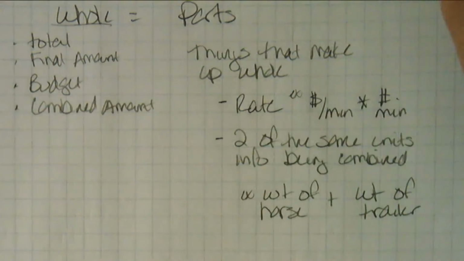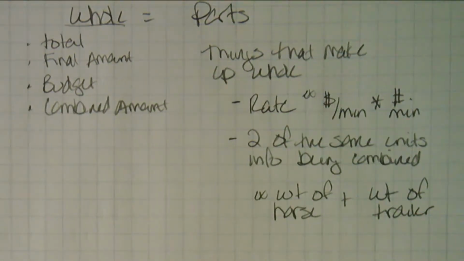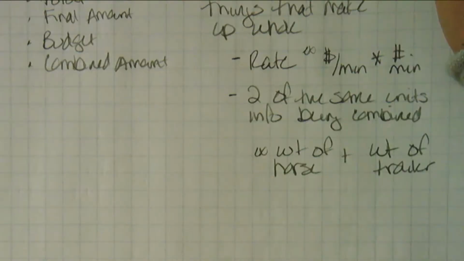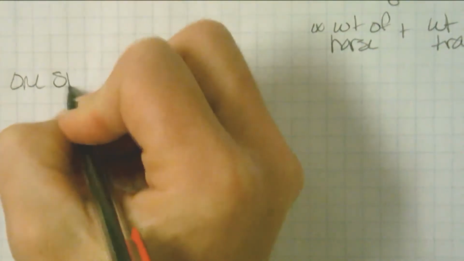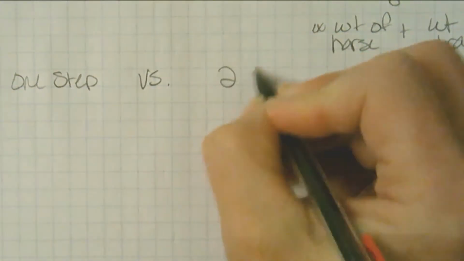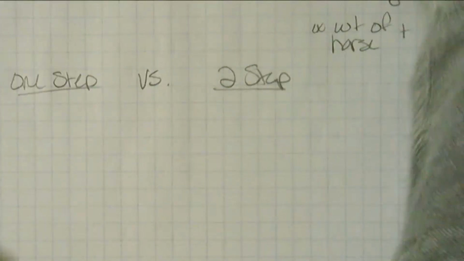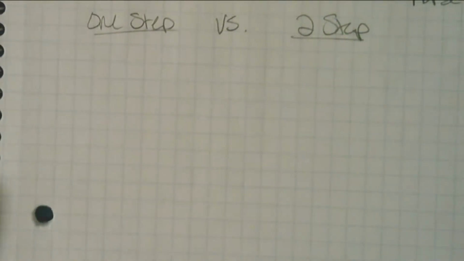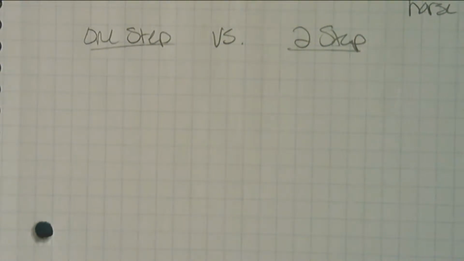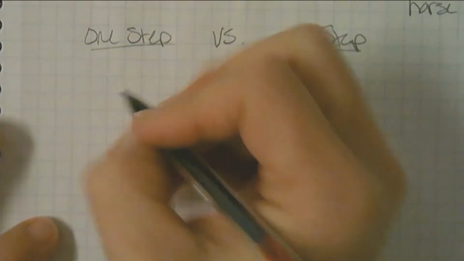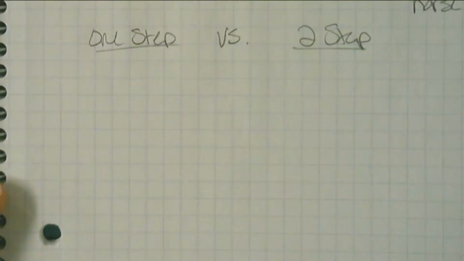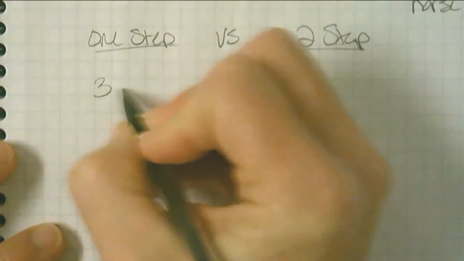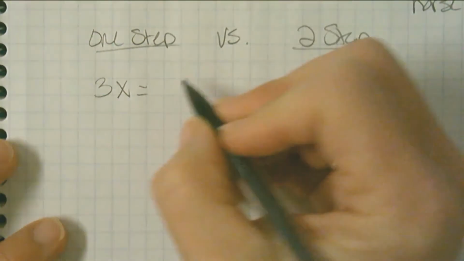Now, the only difference between a one-step equation and a two-step equation. Well, let's look at it from just an equation standpoint. I'm going to say one-step versus two-step. Someone give me a one-step equation that would have a rate in it. Colin? Nope, just give me an equation that has multiplication. 3 times x equals 15. Excellent.